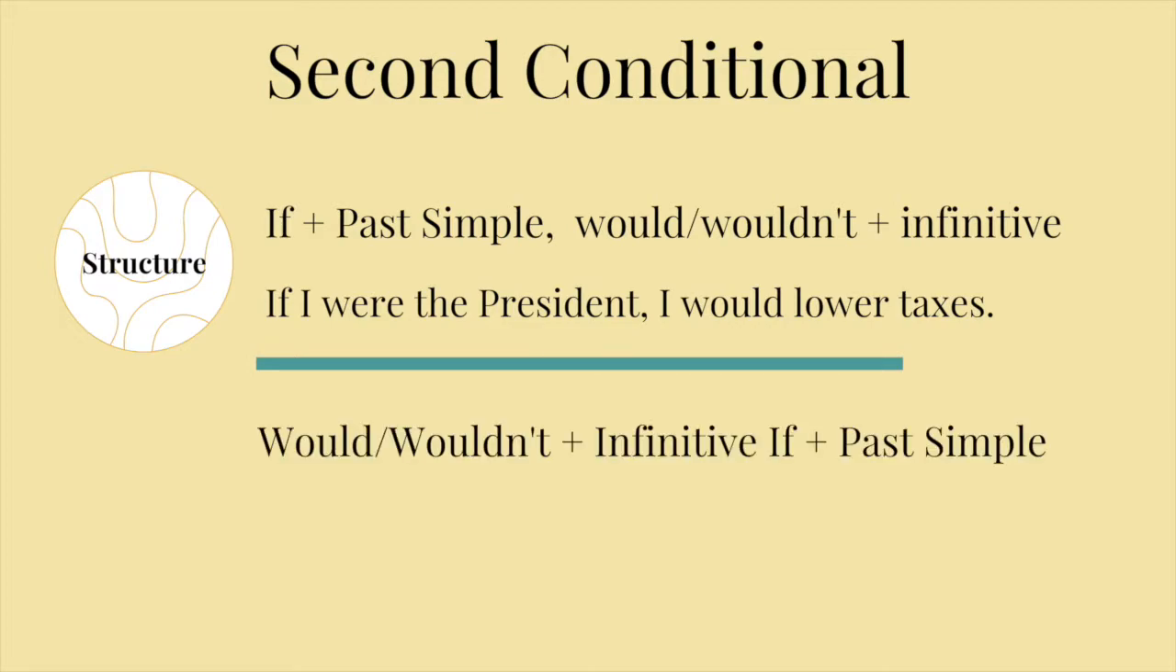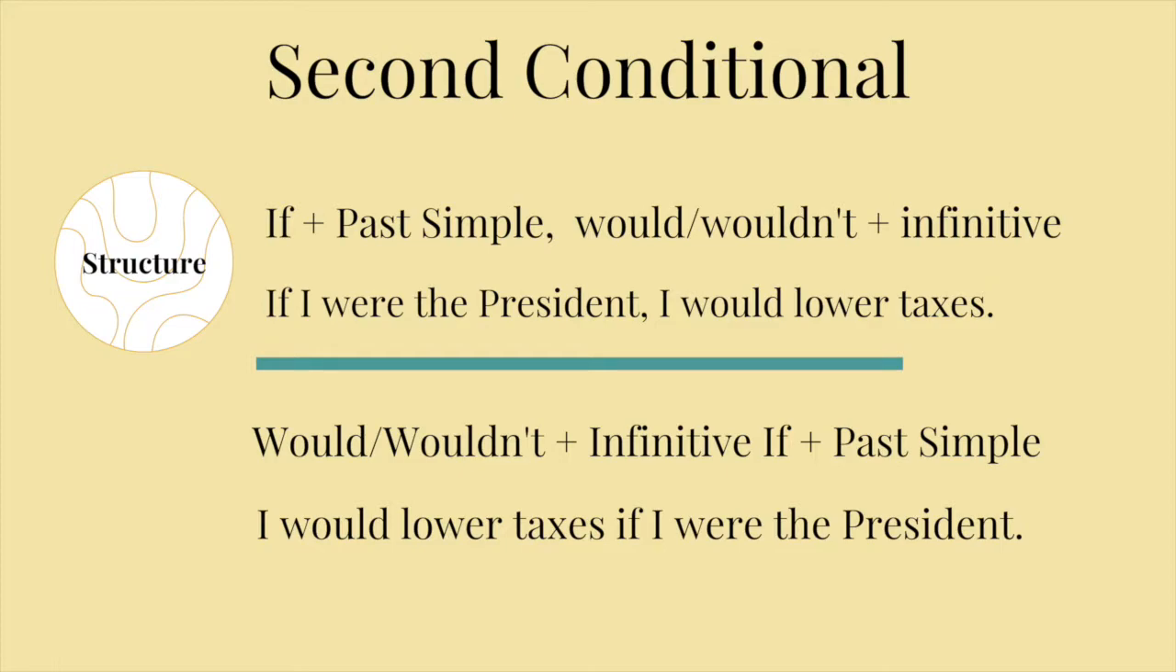We can also set up the structure of a second conditional sentence in a different way. So we can start with would, wouldn't, plus infinitive, if plus past simple. So it's the exact same content, but just in a different order. And remember, in this order, we do not use a comma. For example, I would lower taxes if I were the president. Note here, there is no comma.